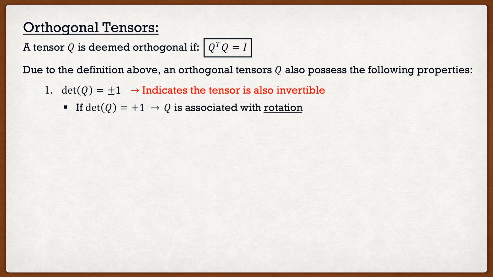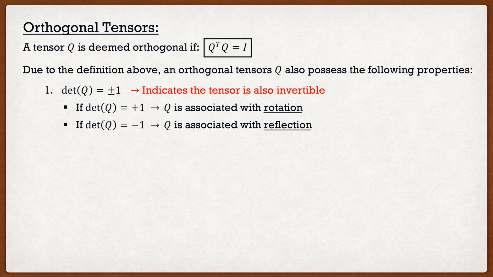Now, there are two possible scenarios. Why plus or minus 1? Well, if the determinant of Q is equal to plus 1, Q is associated with a rotation. And that's what we saw before. As you remember from the last lecture, we were able to rotate that basis counterclockwise. Therefore, the determinant of that matrix that we derived is actually going to be plus 1.